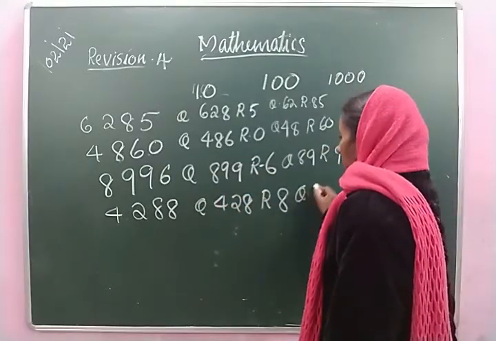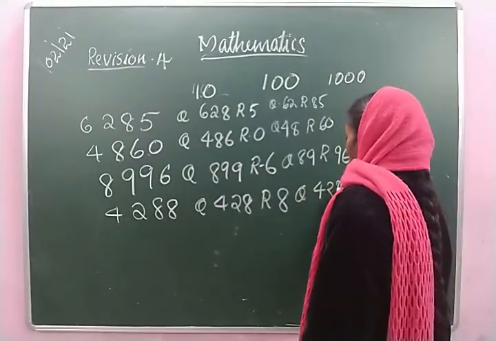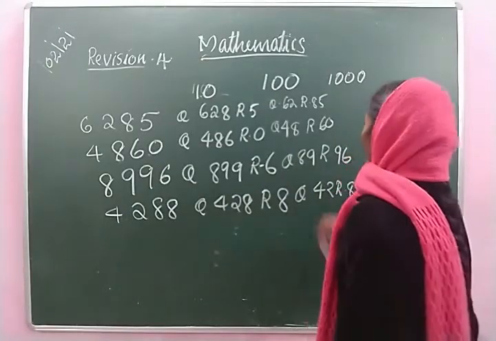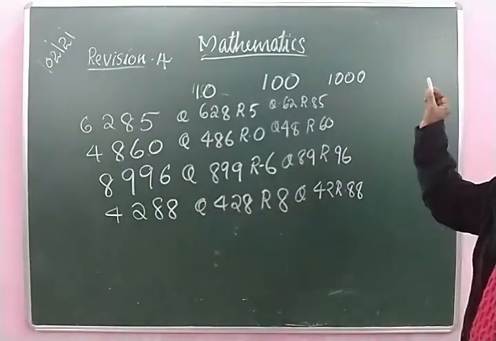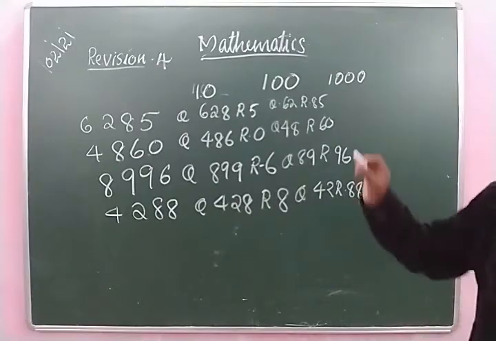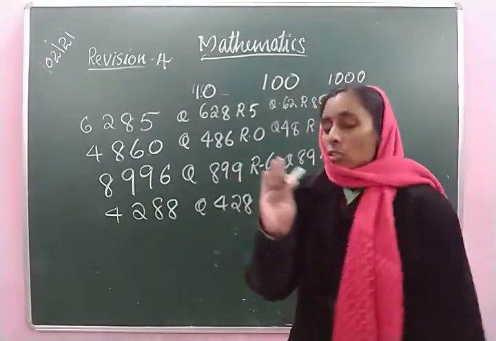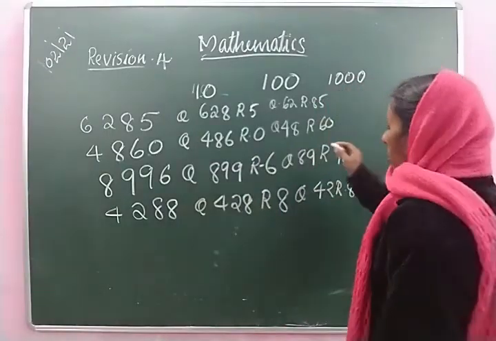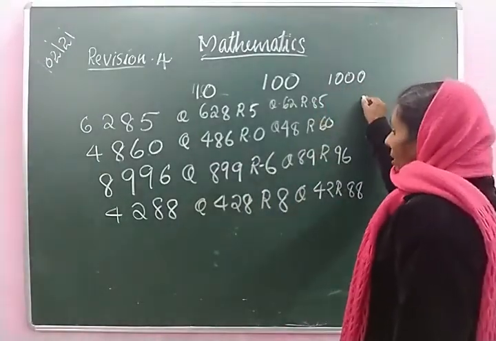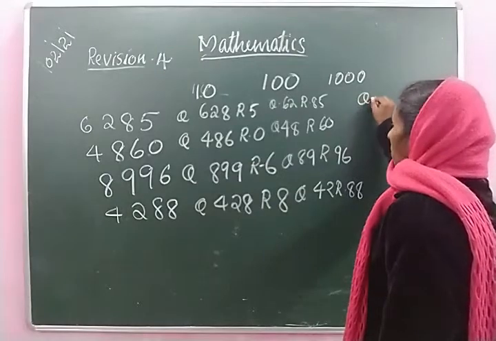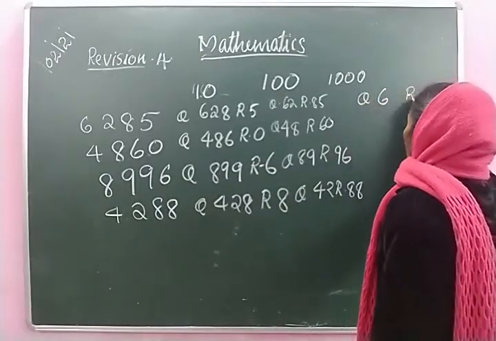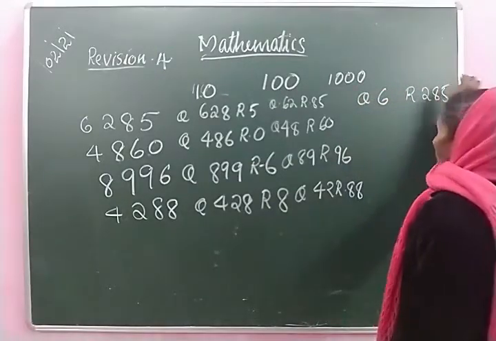4288, quotient is 42, remainder is 88. Okay, then dividing by 1000, the last three digits become the remainder and the rest of the number becomes the quotient. Here, 6285: quotient is 6, remainder is 285.